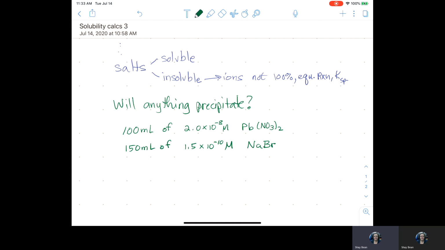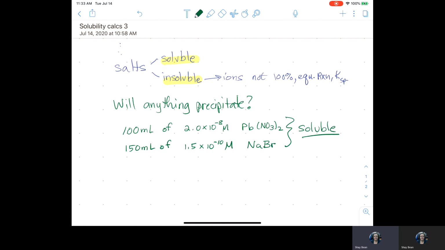I'd like to point out that with our flow chart, where you decide if it's an acid, a base, or a salt, you decide between whether the salt is soluble or insoluble. And the will anything precipitate questions start with two salts that are soluble. The two salts mentioned in the problem are soluble, and here's how you know: because it's a solution, and a solution means that it's dissolved.